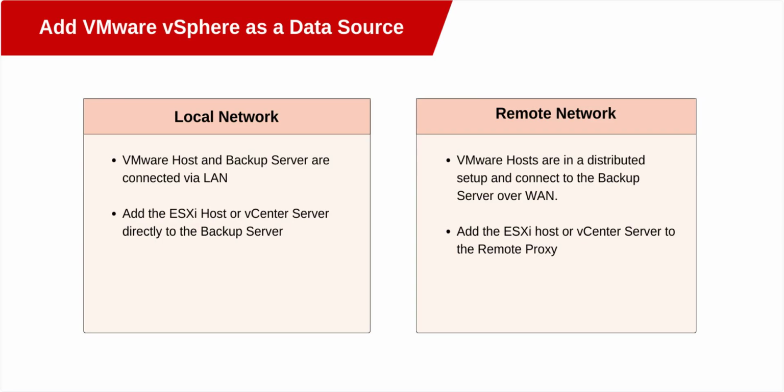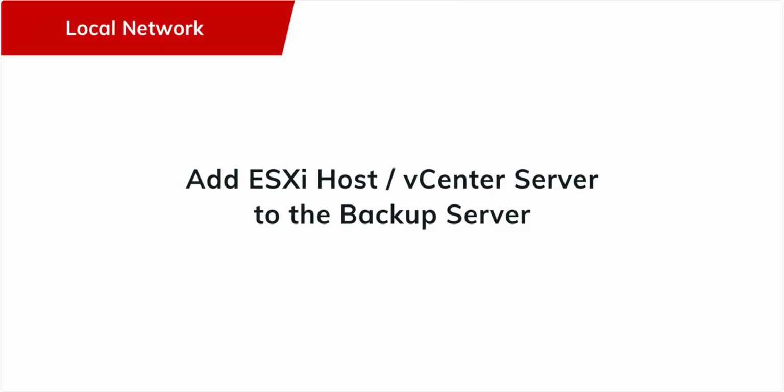In this case, a remote proxy should be set up on a machine with access to the VMware hosts. This remote proxy will manage the connection to the hosts and handle the data transfer during backups. Let me show you how to add a VMware host on a local network first.